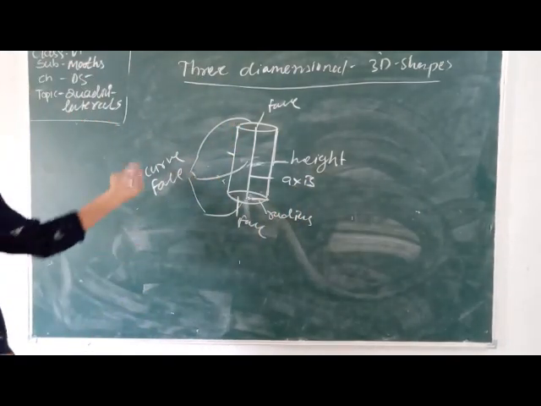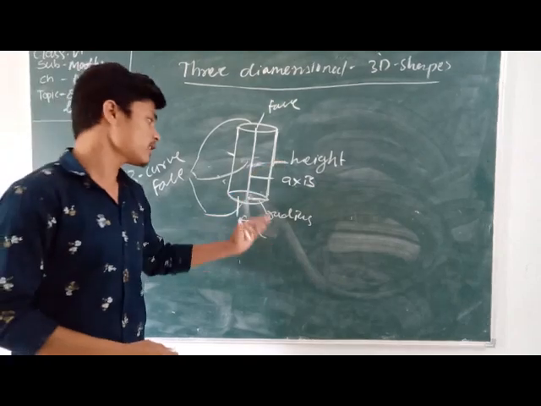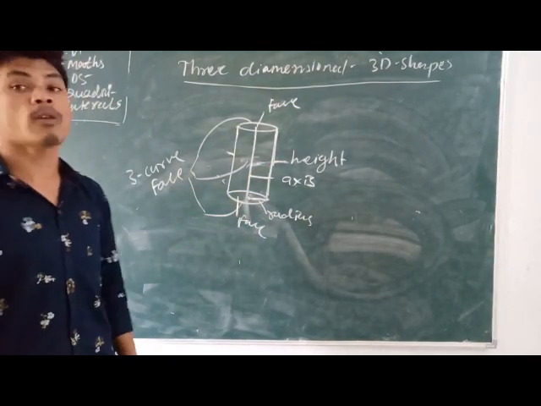But how many faces are there? Three curved faces are there. Height is there, and radius is there. What does a cylinder have? No vertex.